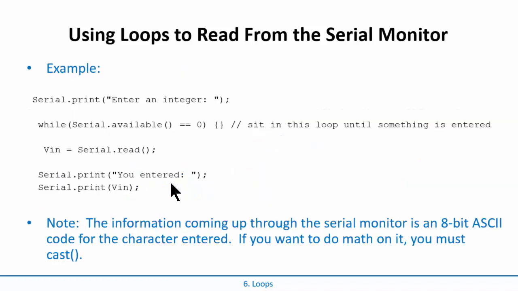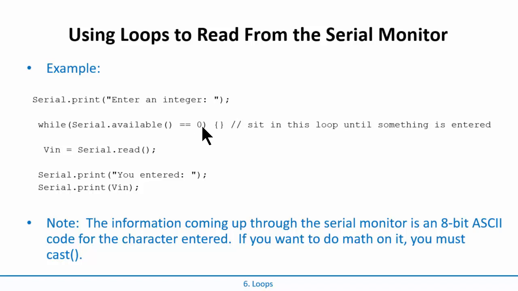And so here's the logic behind it. What you're going to do is say, I want to have the user enter something from the serial monitor and then upload it to the Arduino. So you're going to say, enter an integer. And then you do a while statement. The way that Serial.available works is if there's no information on the serial port, it'll return a 0. So what happens here is this will sit in this loop until something is entered.